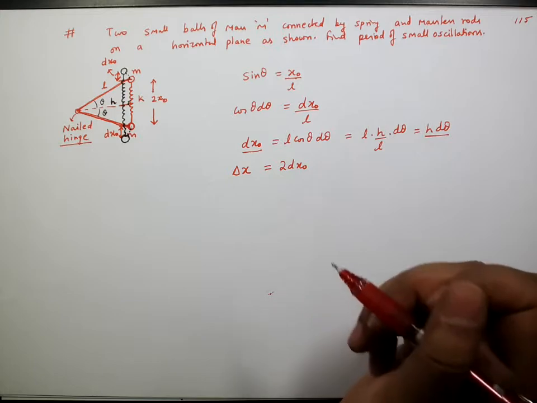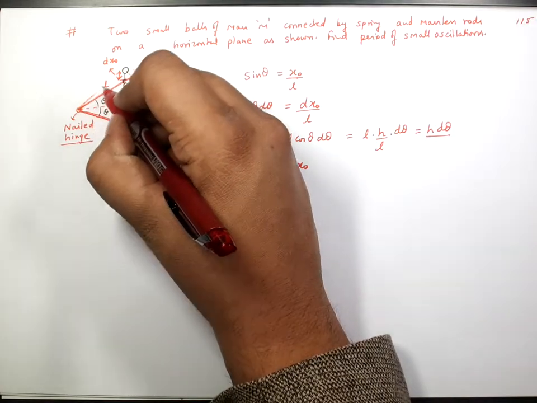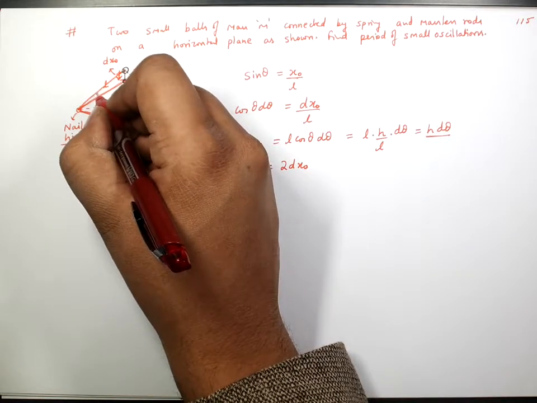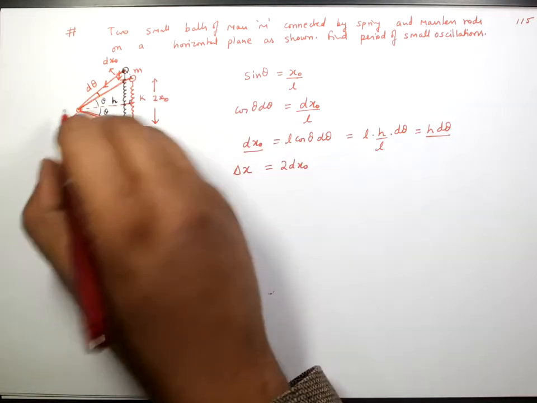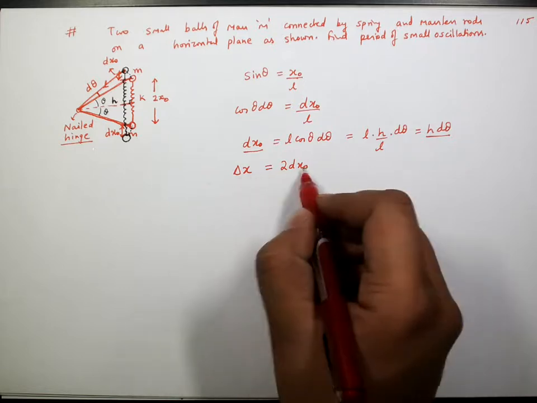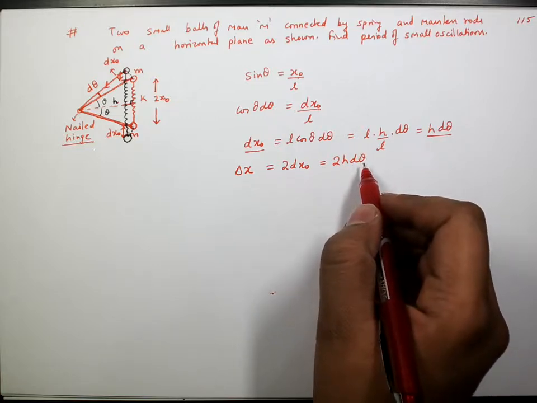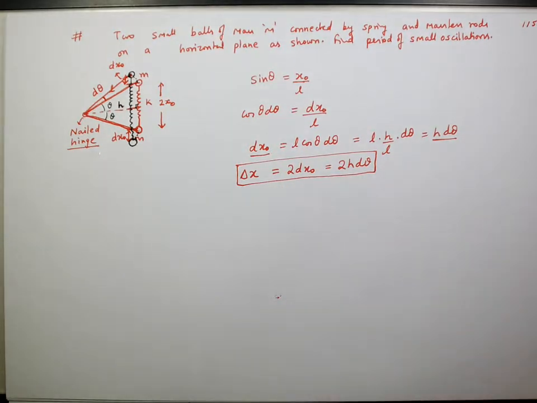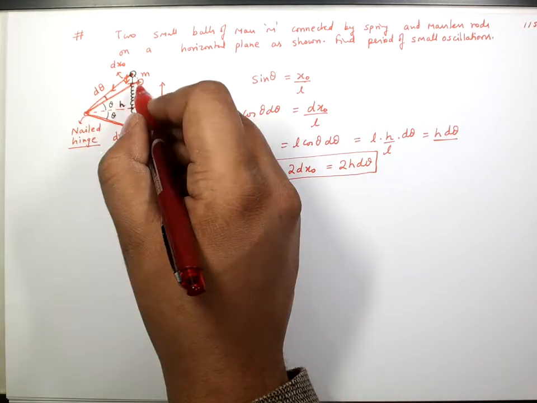Now this rod here, this is a massless rod, and let us say this is some angle, let us say d theta. Now because of this finite displacement, now this is d theta, and we have found this relationship to be delta x is equal to 2 dx naught, which is equal to 2h d theta. Now let us see what is the torque acting on this rod because of the spring force?